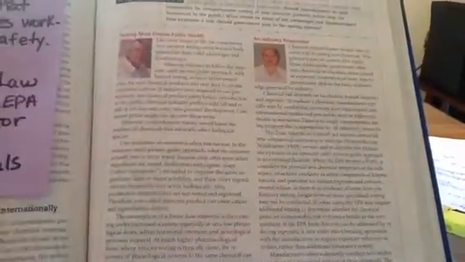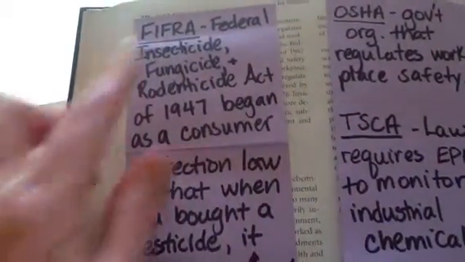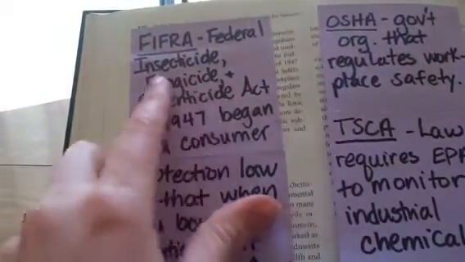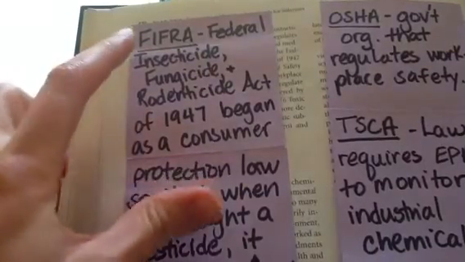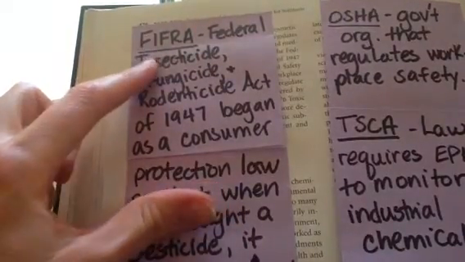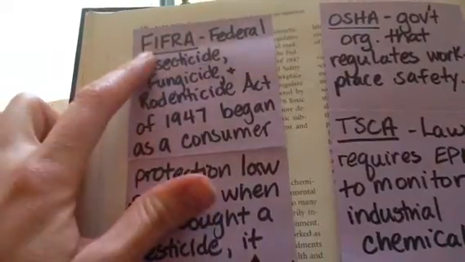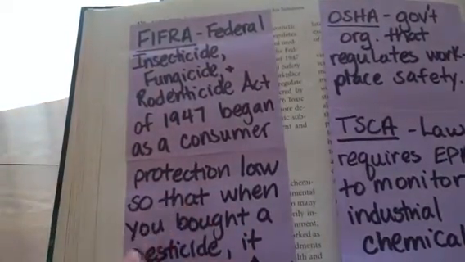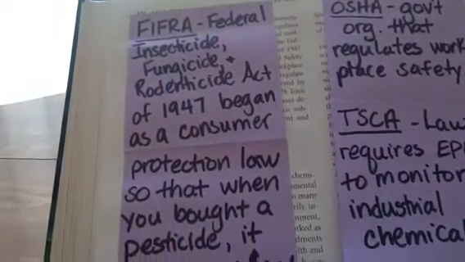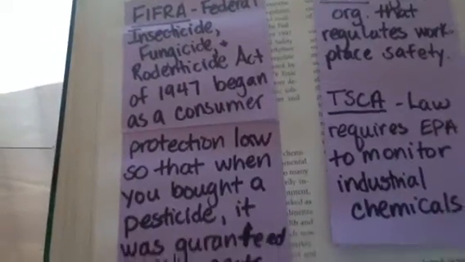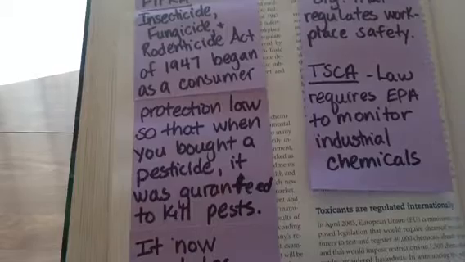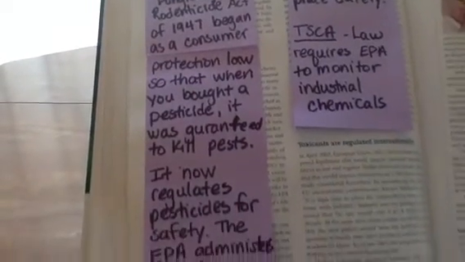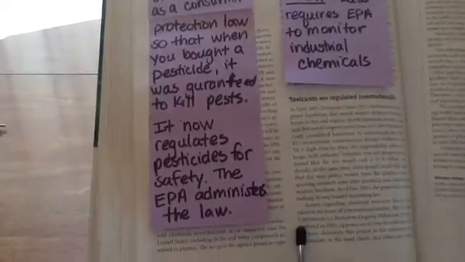Page 426, we have a lot to know. First thing, you need to know this law, FIFRA, the Federal Insecticide, Fungicide, and Rodenticide Act. You just need to know FIFRA. You don't have to memorize all of this part. Just know FIFRA. And it first began as a consumer protection law so that when you bought a pesticide, it was guaranteed to kill pests. The law has now evolved to regulate pesticides for safety.